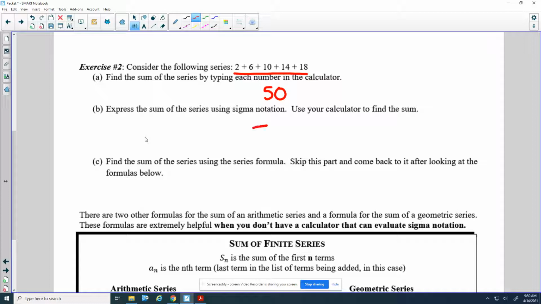So we'll write our sigma. We notice that it is arithmetic, and the number that I'm adding, the common difference, is 4. So my formula, similar to mx plus b, is d times n minus 1 plus a sub 1. So we have 4 times n minus 1 plus a sub 1 is 2. Parentheses. Here we once again have 5 terms. So we're going from 1 to 5. And if I type that in my calculator, I would also get 50.